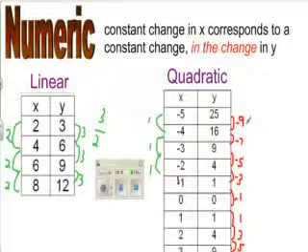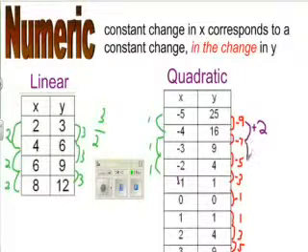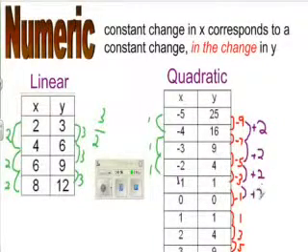But let's check the difference between negative 9 and negative 7. That is plus 2. And going from negative 7 to negative 5 is also plus 2. And going from negative 5 to negative 3 is also plus 2. And negative 3 to negative 1 is plus 2. And negative 1 to 1 is plus 2. So the pattern is that the change in the change is consistent. We call that the second difference.